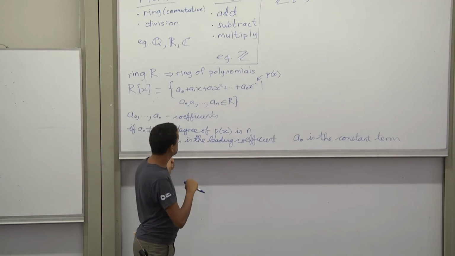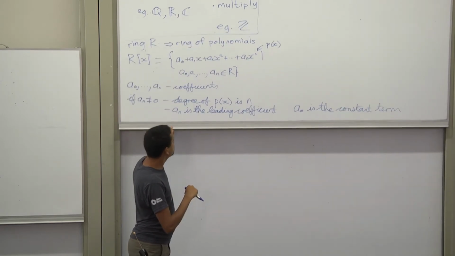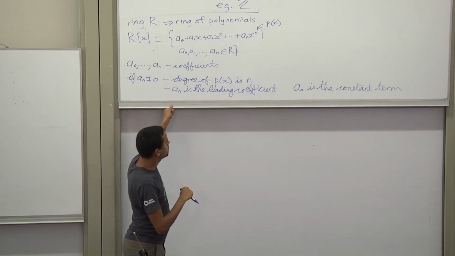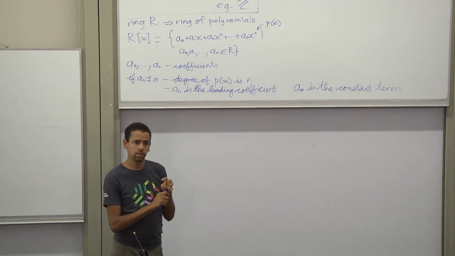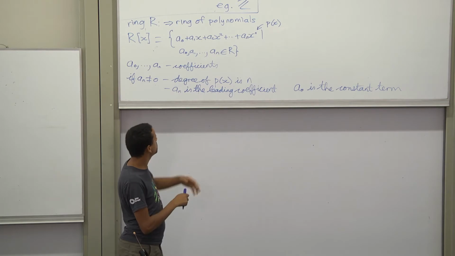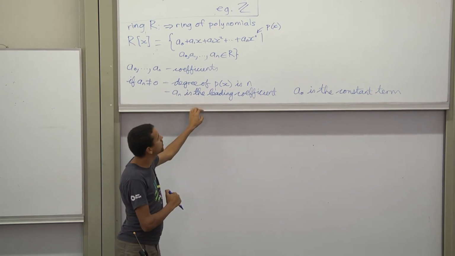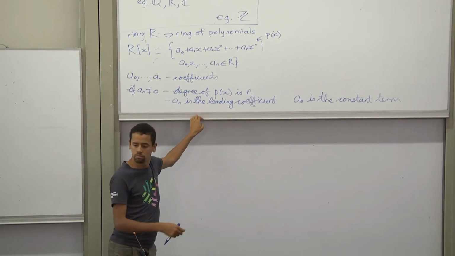Okay, so that's some terminology. That's the degree. That's the constant term. I think I'll illustrate some of these with problems where you would use the degree of a polynomial in order to solve the problem.